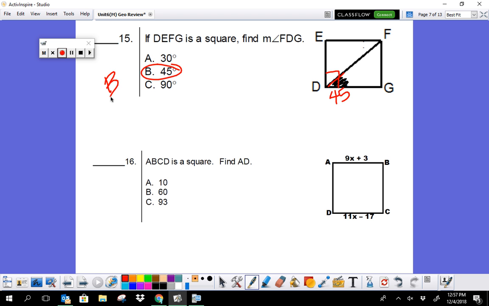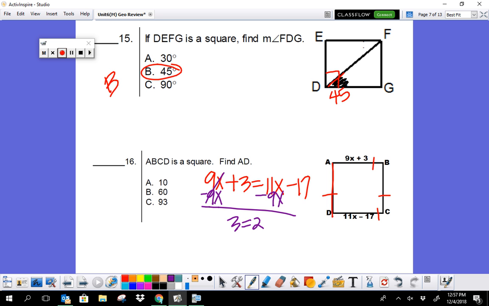16, ABCD is a square, find AD. Okay, well I know all the sides are congruent. So just to find x, I'm going to do 9x plus 3 equals 11x minus 17. And I'm going to move my 9x this way to keep it positive. So I have 3 equals 2x minus 17. And then I'm going to add the 17. So I have 20 equals 2x, and divide by 2, and you get x as 10.